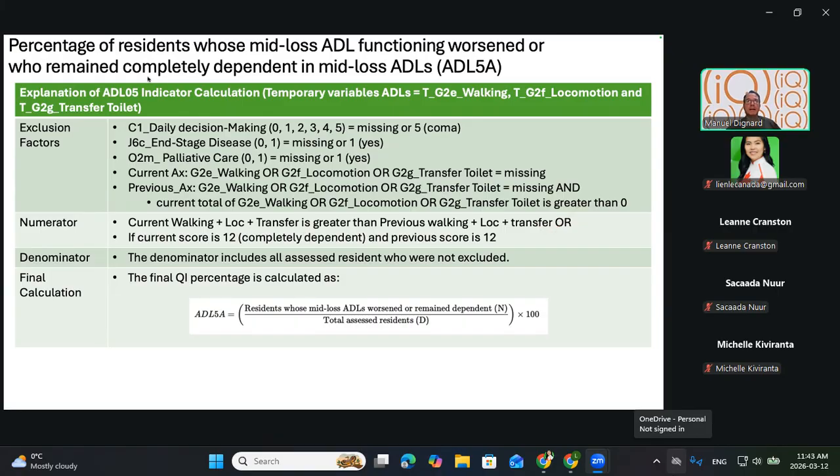Now, because you're saying, okay, if you were 12, there's 3 of them times 4, 12. You can't get more dependent than 12. If you're a 12 now, and you were previously a 12, then when we're looking at the improved indicator, it gave you credit for it. Now it's actually punishing you for it. It's not a good thing, because the improved one, you want a higher number. This one, you don't. But if you were completely dependent in these before, and you're still completely dependent, you're going to trigger this quality indicator.